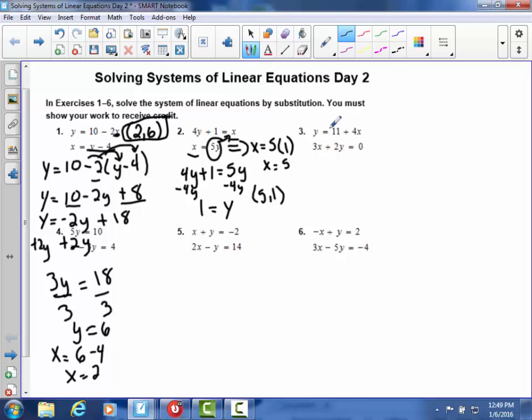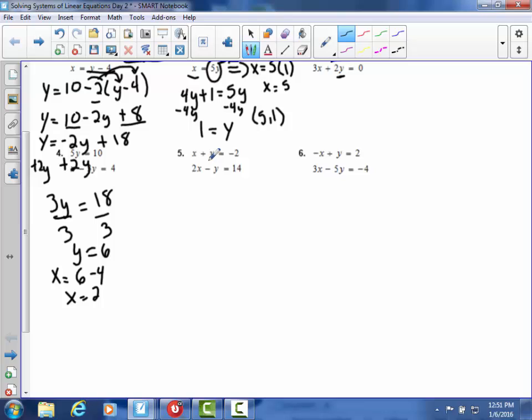Number 3 already has one solved, so I'm going to suggest to you that you take this 11 plus 4x and replace y, simplify, and work it out. Okay. And look here at number 5, and I notice that this does not have any single variable equations like we did on the previous ones we looked at.